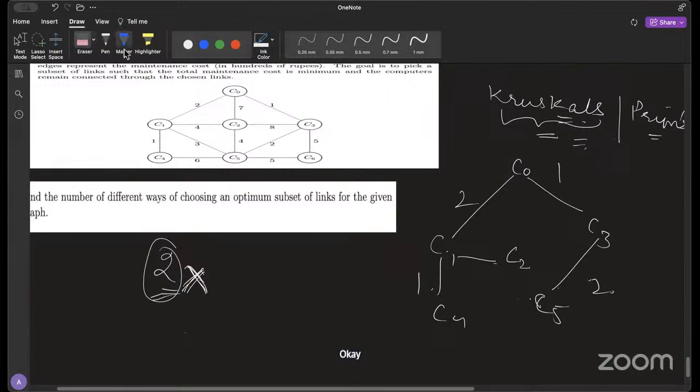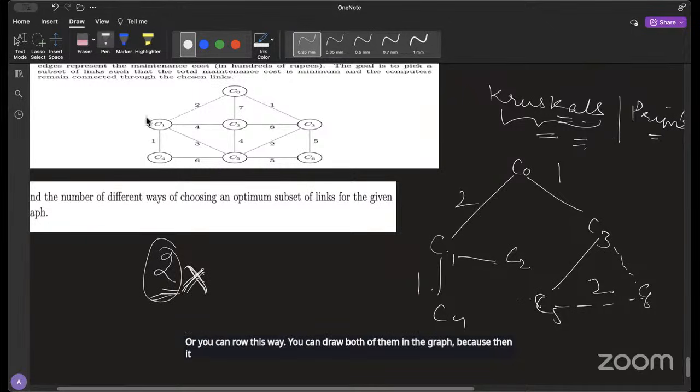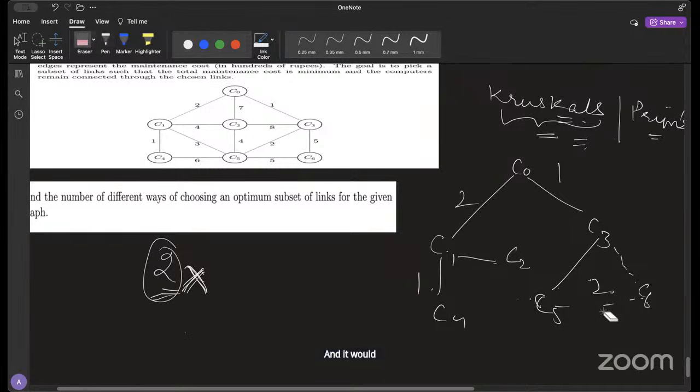Okay. Let's go further in the tree. If you've chosen this one, then after 4, we have a 5 here, right? So for 5 also, you have the same problem. Either you can draw this 5 or you can draw this 5. You can't draw both of them in the graph because then it will be a cycle and it would no longer be a spanning tree. So either you can draw this one or this one. That's what adds to into 2.